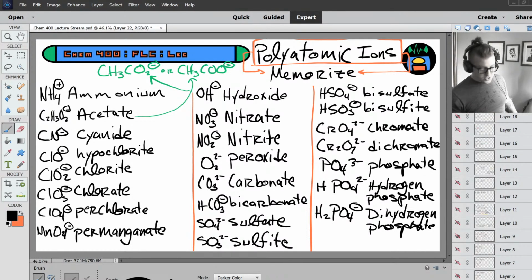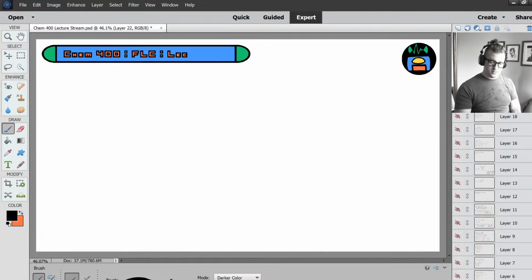All right, so now that you've seen them, and these are the ones that you want to be familiar with, these are the ones, again, that I recommend memorizing. Let's get some reps in using them to name ionic compounds.